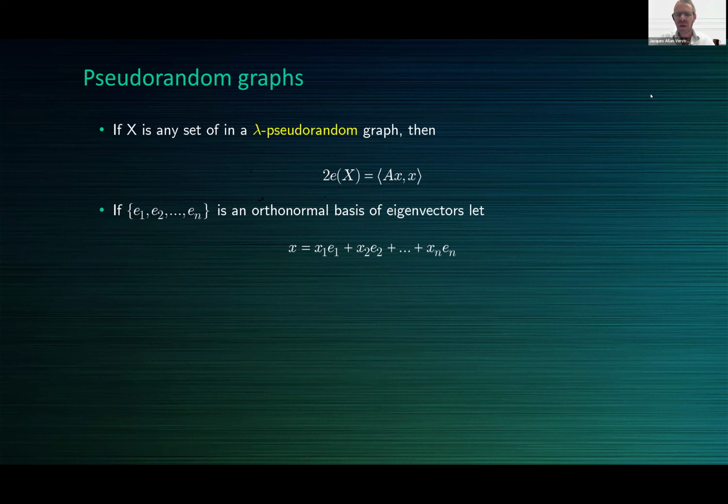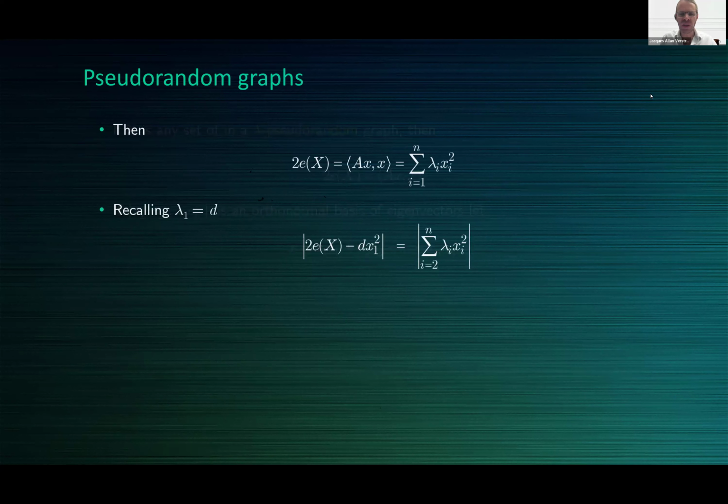And then if you take an orthonormal basis of eigenvectors, everything can be expressed in terms of that, including the characteristic vector of any set X. And so when you compute that inner product, you just get the sum of the eigenvalues times those coefficients of that characteristic vector squared. Right, so sum of lambda_i x_i squared. As I mentioned, lambda_1, the largest eigenvalue, is d, so we can strip it out, move it onto the other side, and you get the following identity.